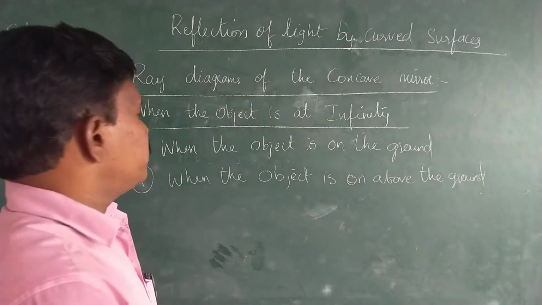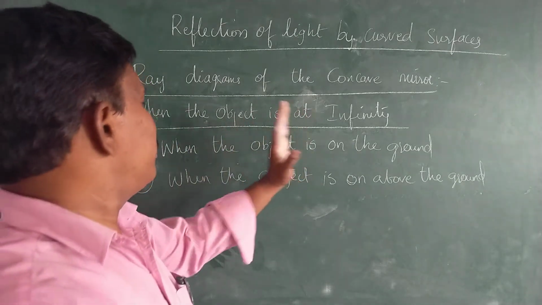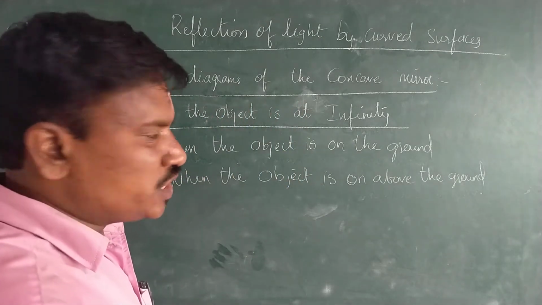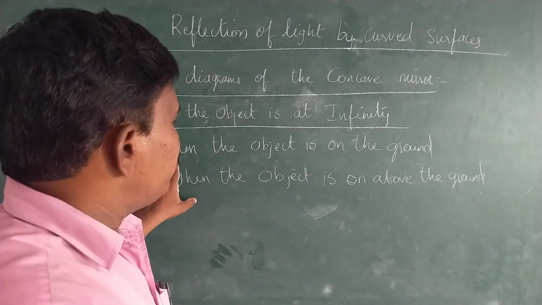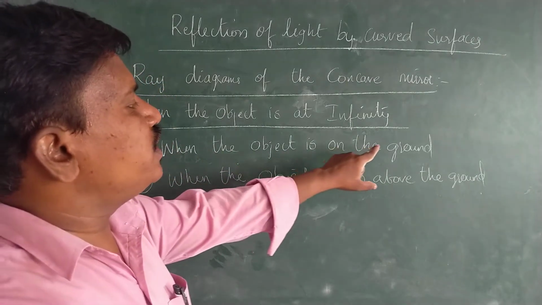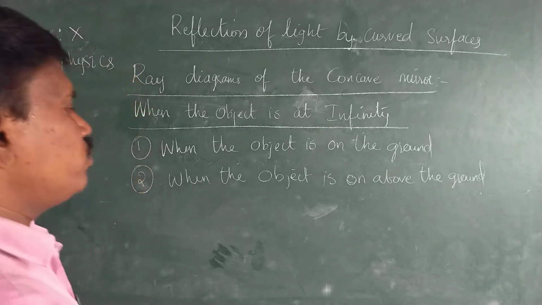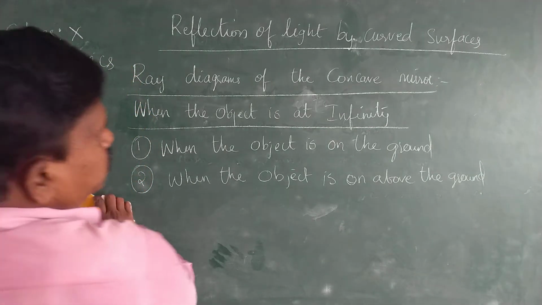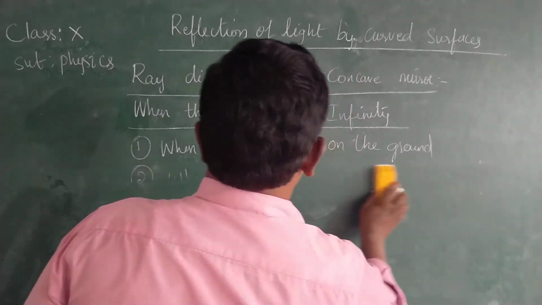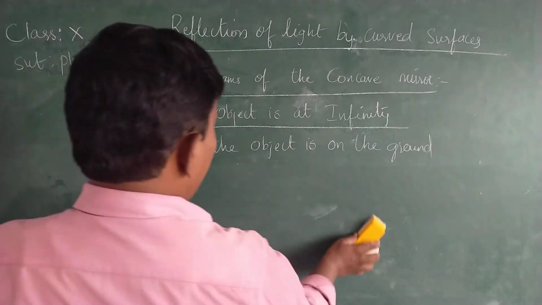Okay, so that means when the object is placed at infinity, we will be having 2 positions. That is, one is when the object is on the ground, and the second one is when the object is above the ground. Okay, just see here, when the object is at infinity on the ground.